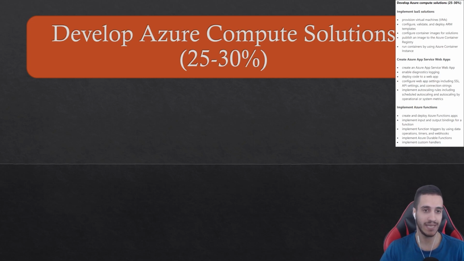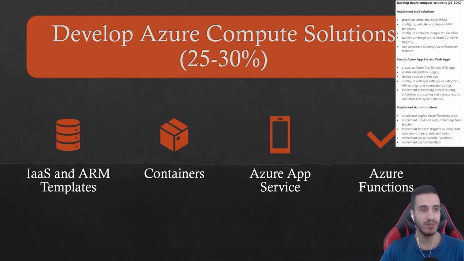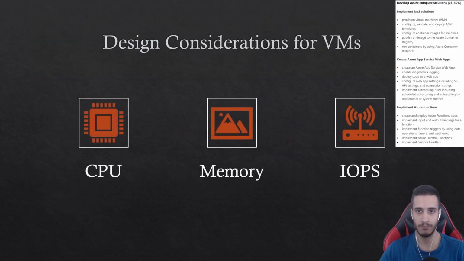So under that section, we have four main topics, starting with IaaS and ARM templates. Then we're going to move to containers, then Azure App Service, and last but not least, we'll talk about Azure Functions. So starting with the IaaS and ARM templates, we have the section of provisioning virtual machines.